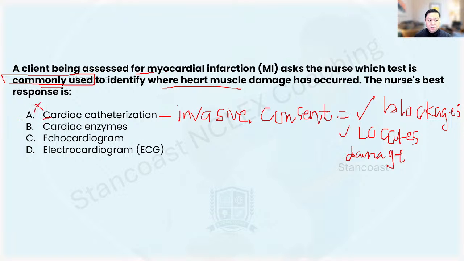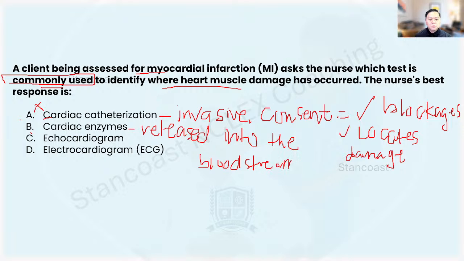It's incorrect. What about letter B, cardiac enzymes? Those cardiac enzymes are going to be released into the circulation once there is cardiac damage or myocardial damage. So let me put here, released into the bloodstream after cardiac cell injury. It will allow those enzymes to leak into the blood circulation.